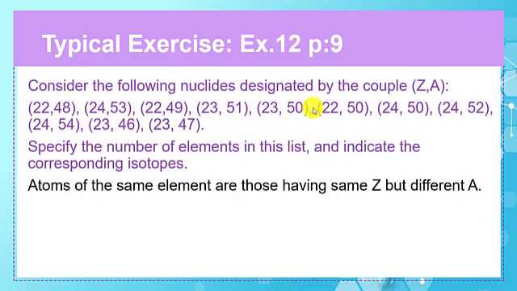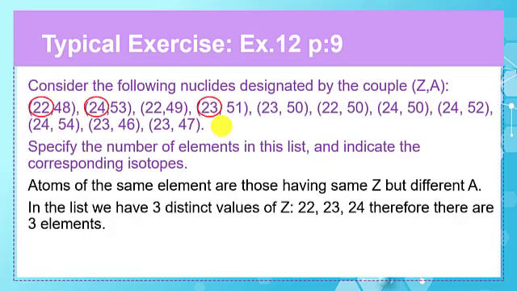First of all, the atoms of the same element are those having the same Z but different A. If we look at the list, we find out that we have 3 distinct values for Z: 22, 24, and 23. Therefore, there are only 3 elements in this list. So, the atom 22, 49 belongs to the same element as the atom 22, 48.